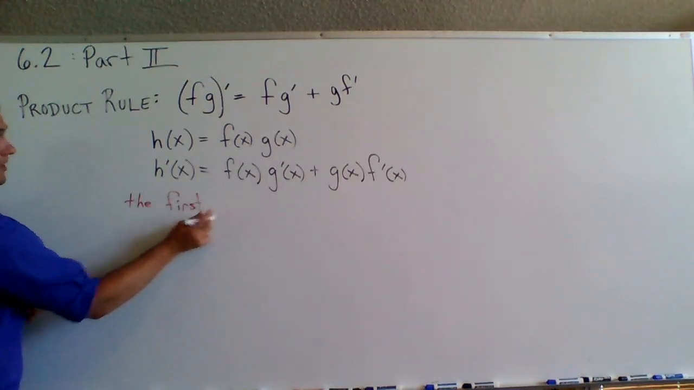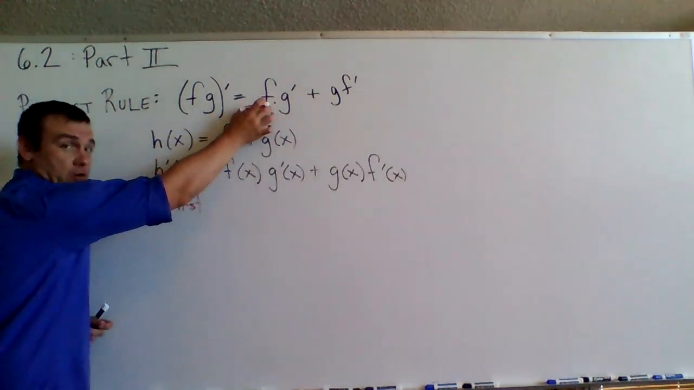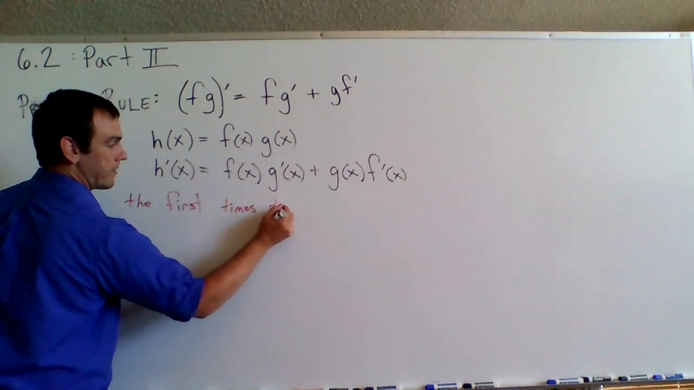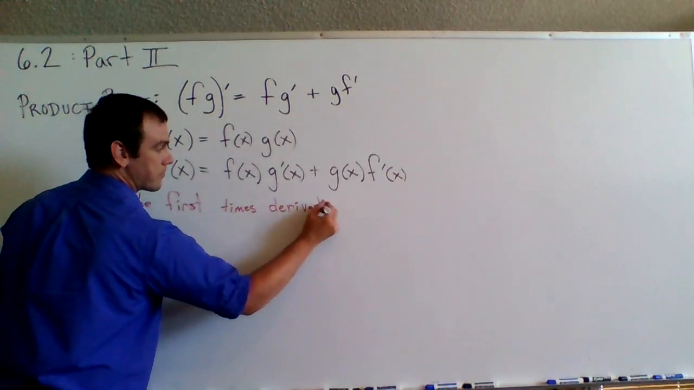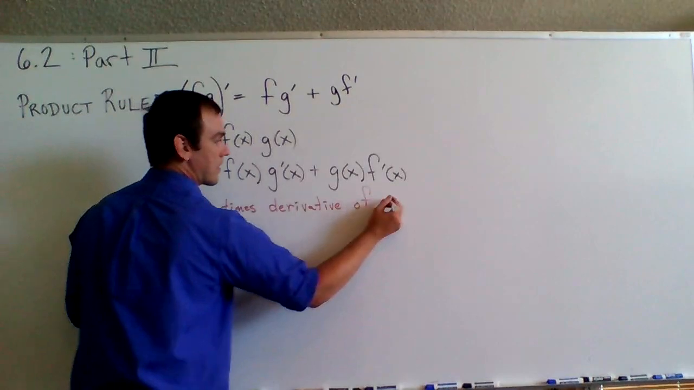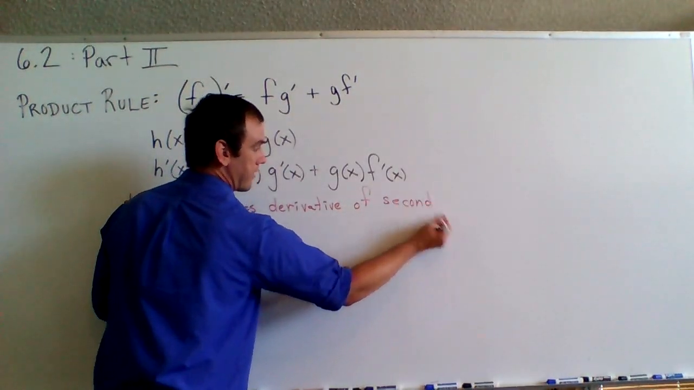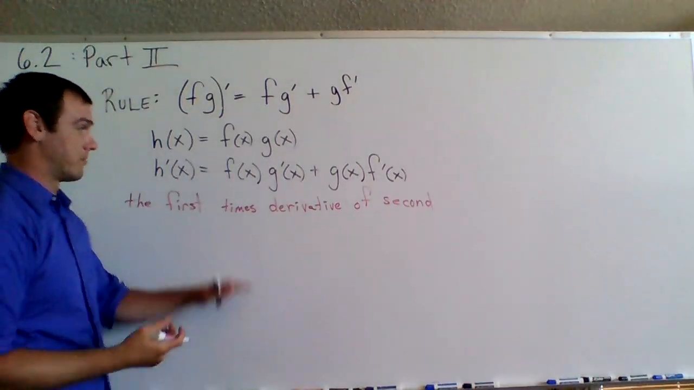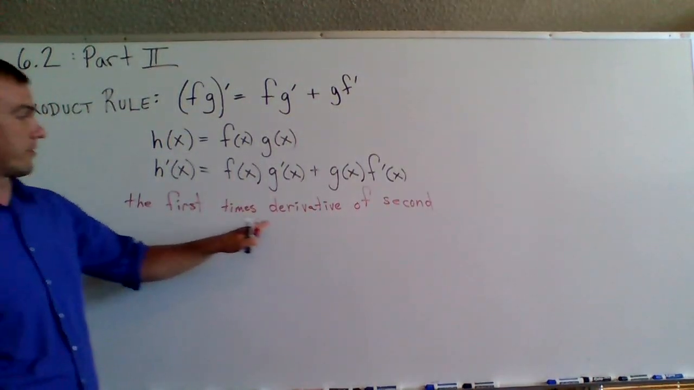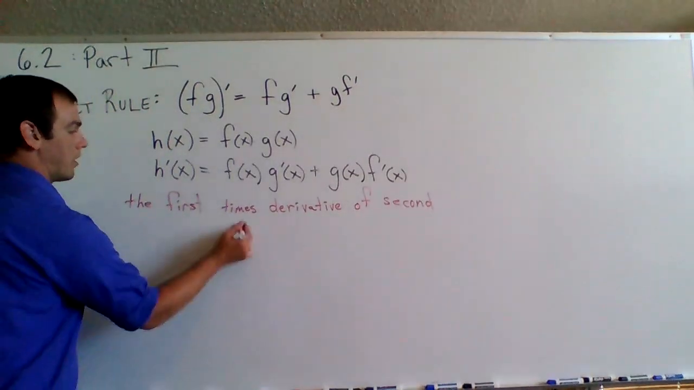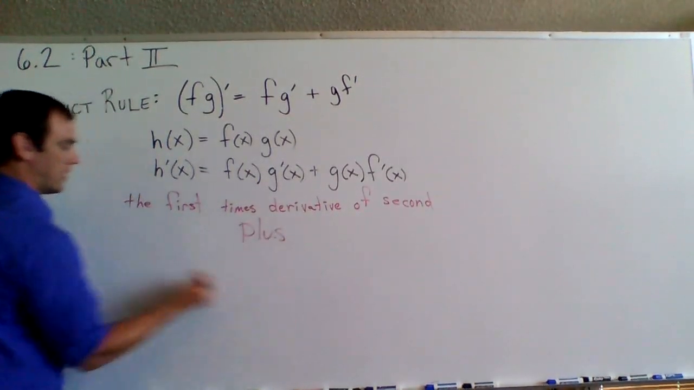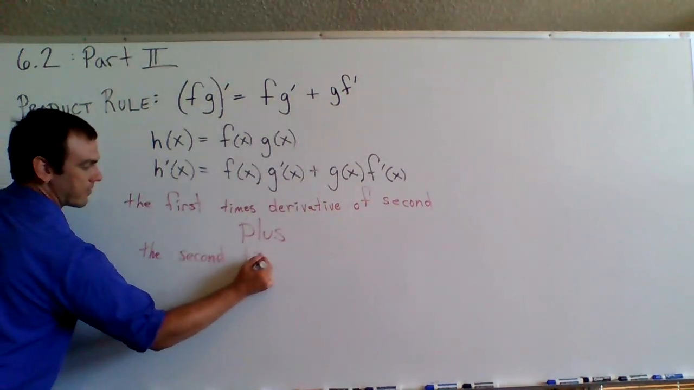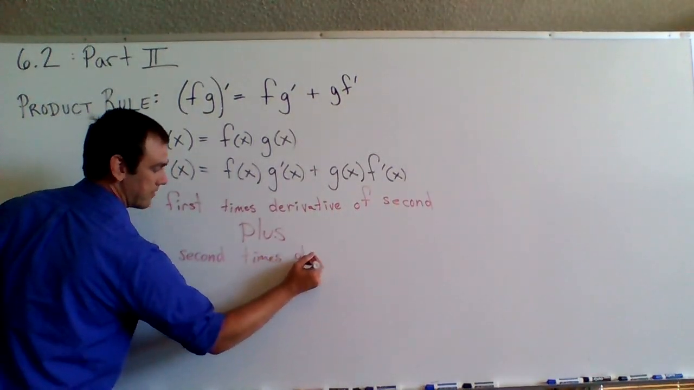When I say the first, it's just referring to my first function times derivative of the second. And when I say second, I'm really saying the second function that I'm multiplying together. So the first times the derivative of the second plus the second times the derivative of the first.